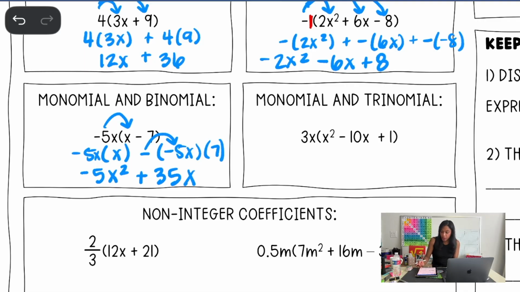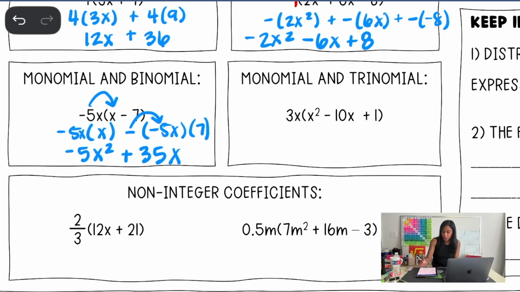Next example, we have a monomial and a trinomial. So this time we have one term in our first factor, 3x, and three terms in our second factor, x squared minus 10x plus 1. We are doing the exact same process. So this would be 3x times x squared. It's going to be 3x cubed this time. We have one factor of x in 3x and two factors of x in x squared. So that's going to be a total of three factors of x.